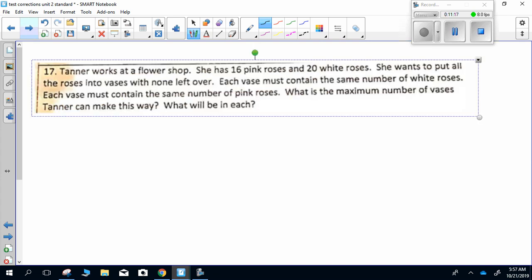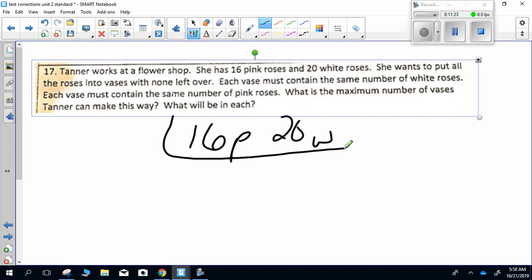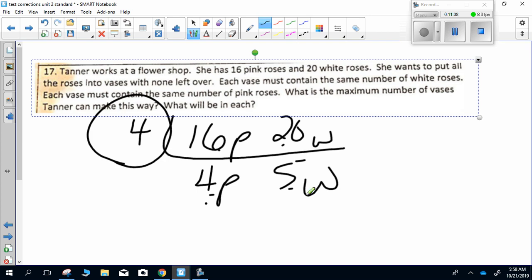Tanner works at the flower shop. She has 16 pink roses, 20 white roses. She wants to put them into vases. Each vase must contain the same amount. So 16 and 20 can both be divided by 4. Gives me 4 and 5. These don't have anything but 1 in common. So Tanner can make 4 vases with 4 pink and 5 white in each one.